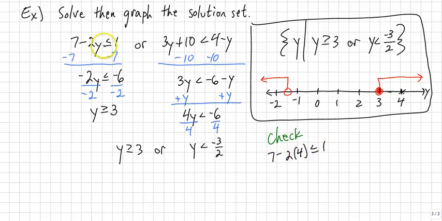So if I plug in 4 to the left inequality, I get 7 minus 8 is less than or equal to 1. I get -1 is less than or equal to 1. And that is true. And that's all we need for a disjunction. I just need one or the other to be true.